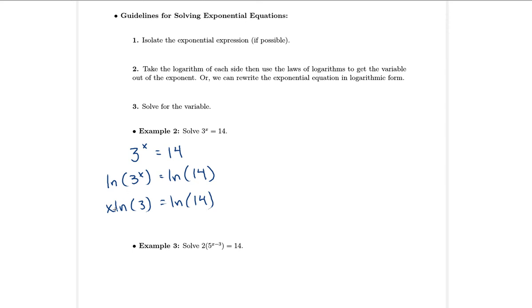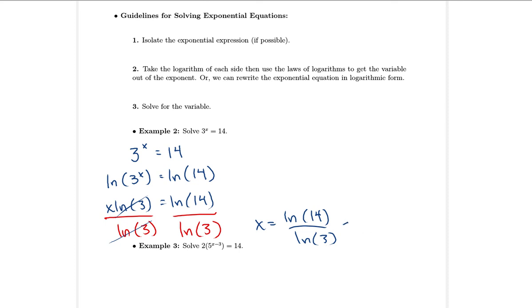And then the thing you've got to remember here, and I didn't really do a good job of stating this on the last page, is that the natural log of 3 is just a number, right? It looks kind of scary because you've got this L and N there, but the natural log of 3, that entire thing is literally just a number. And so if you have an x times a number, you definitely want to divide by it to get the x by itself. So that gives us x equals the natural log of 14 divided by the natural log of 3.